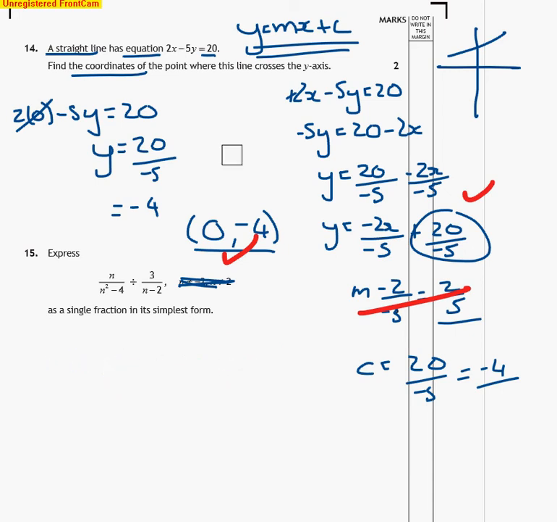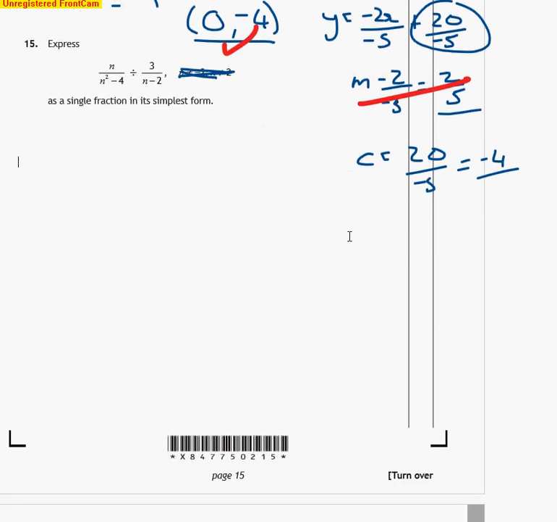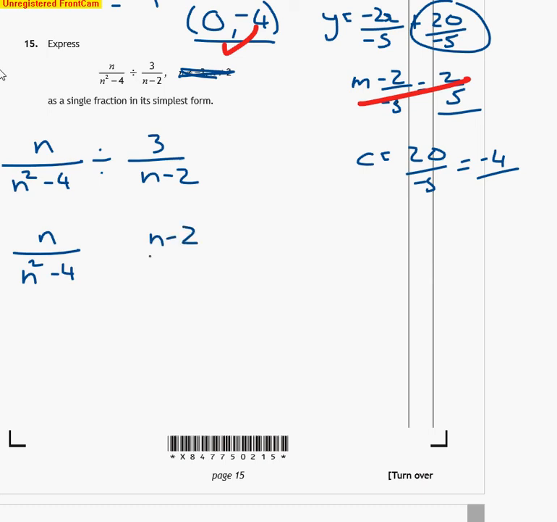I'll just scroll down just a little bit. Okay. So we've got n divided by n squared minus 4, divided by 3n minus 2. So I'm going to keep this one the same. So the first bit stays the same. I'm going to flip this round the other way. So n divided by n squared minus 4. Flip this to give me n minus 2 divided by 3. I'm going to change that to a multiply. So that is going to give me n minus 2 divided by 3 times n squared minus 4.